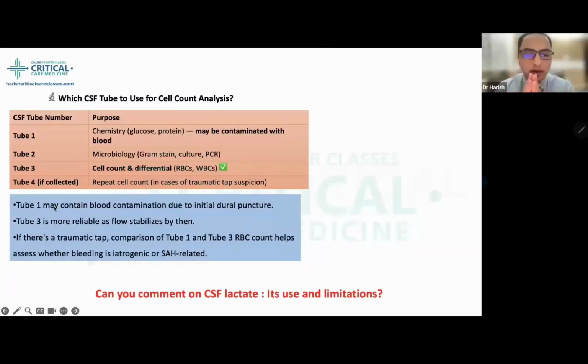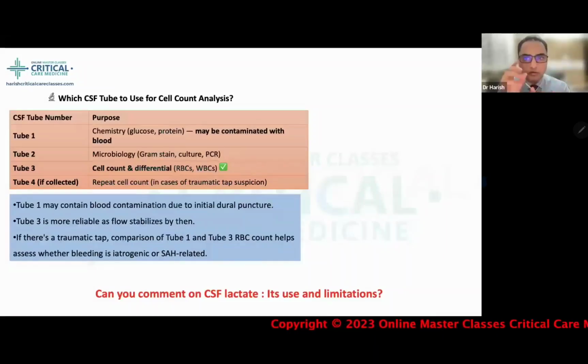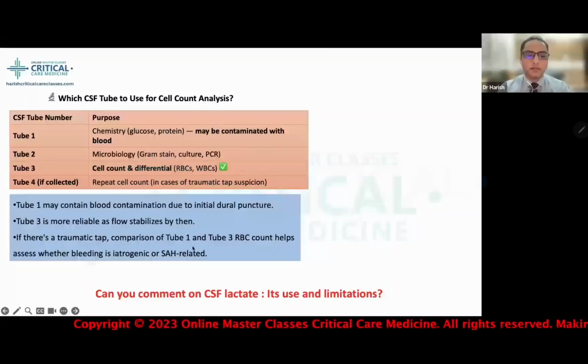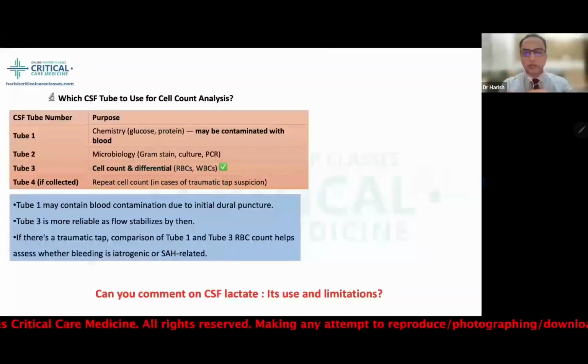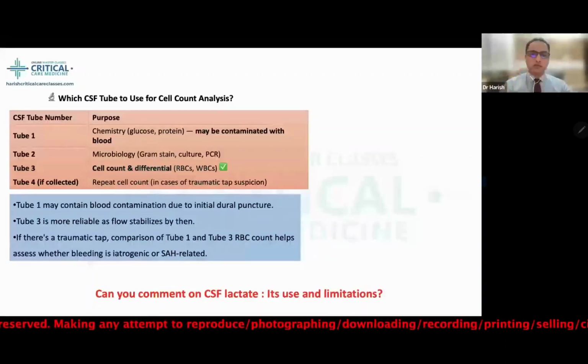Tube 1 may contain blood contamination due to the initial dural puncture. Tube 3 is more reliable for cell count, so cell count is tube 3. If there is a traumatic tap, comparison of tube 1 and tube 3 RBC counts helps in assessing whether the bleeding is iatrogenic or the patient is having a subarachnoid bleed. So some practical questions you can expect.